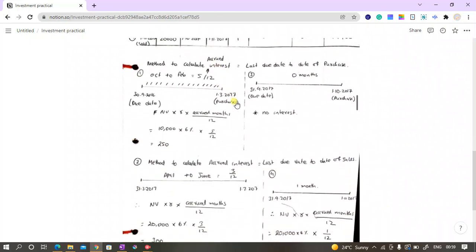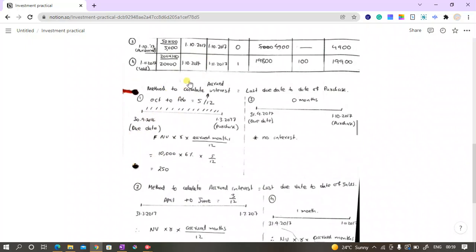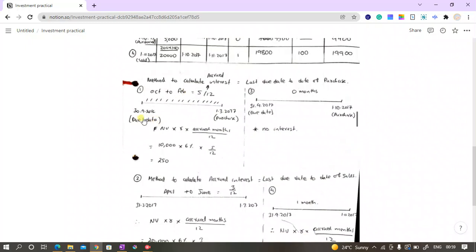So here let's understand the accrued concept. Method to calculate accrued interest: last due date to date of purchase. We were given two due dates, 30th September and 31st March. We purchased the debentures on 1st March 2017. So what will be the last due date? It will be 30th September 2016. It cannot be March, so September will come.